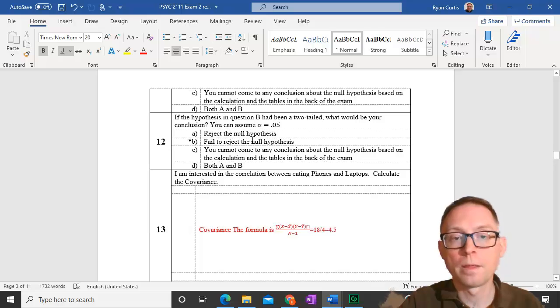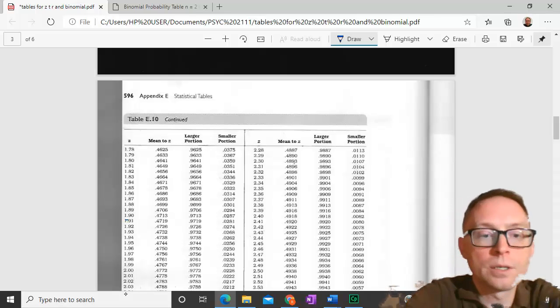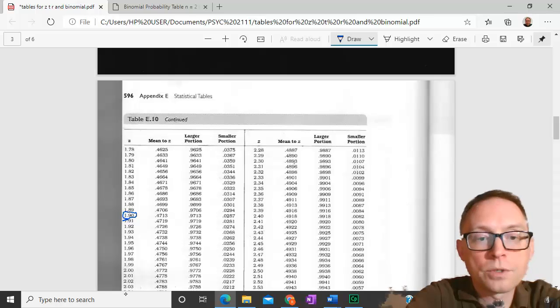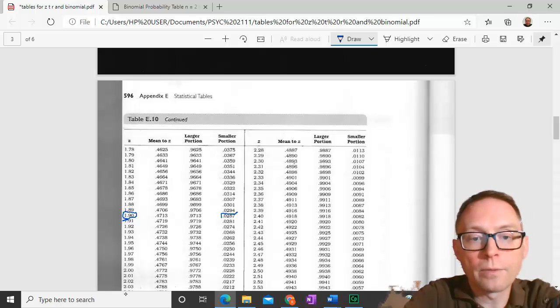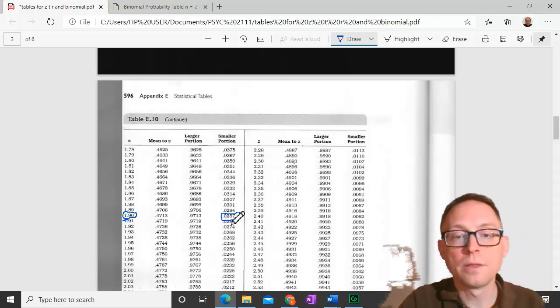If the hypothesis in the previous question had been two-tailed, what would happen? Well, remember, here's what we got, right? We looked here and we found the z-score, and then the p-value is 0.0287. On a one-tailed test, this would be less than alpha.